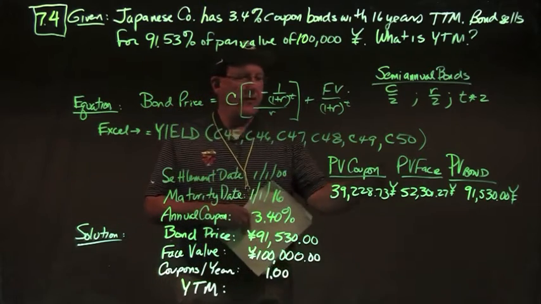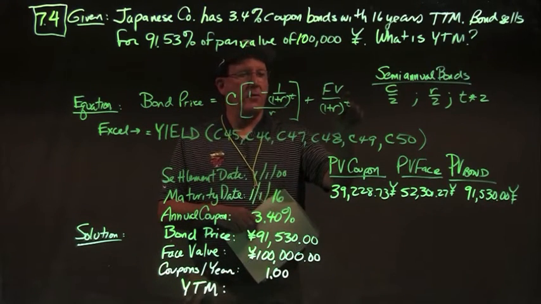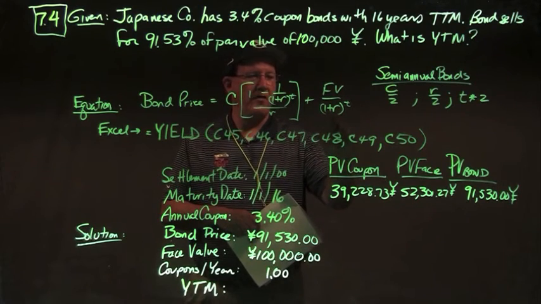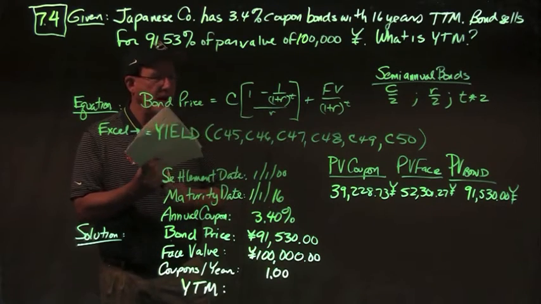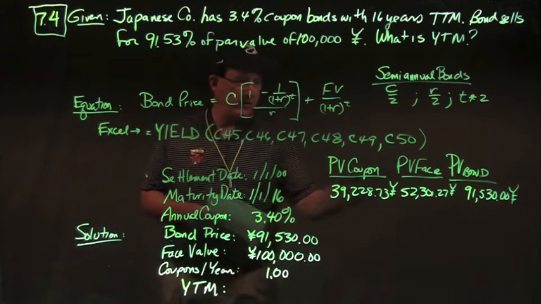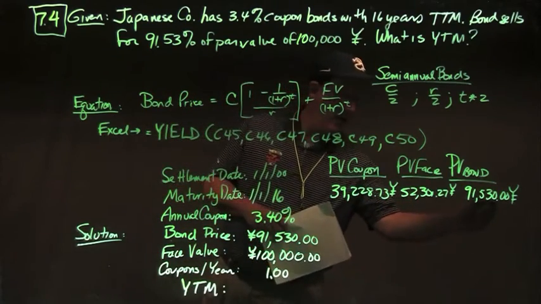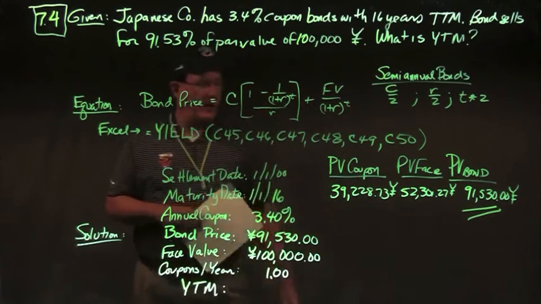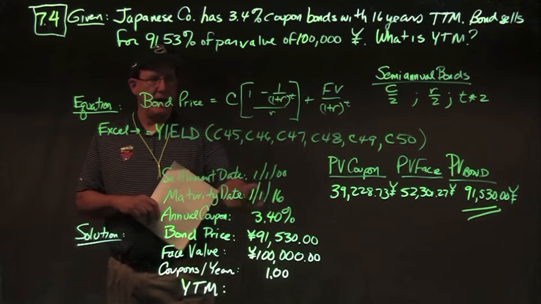Same thing in this face value cell. I'm going to put face value of 100,000 or par value of 100,000 yen over 1 plus that guess rate to the 16th power. And I keep on guessing and checking 3.5, 3.6, 3.7, 3.8, 3.9, and so on until I hit 91,530 yen in that cell. And we'll go over what that guess rate is here in a minute.